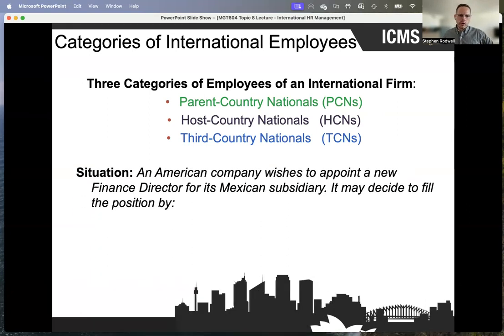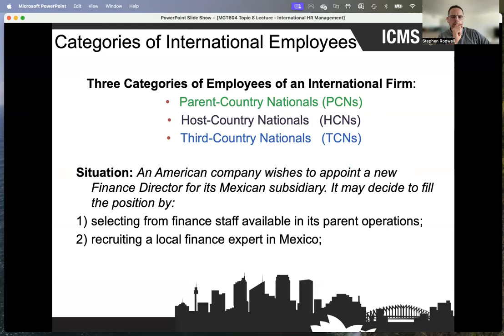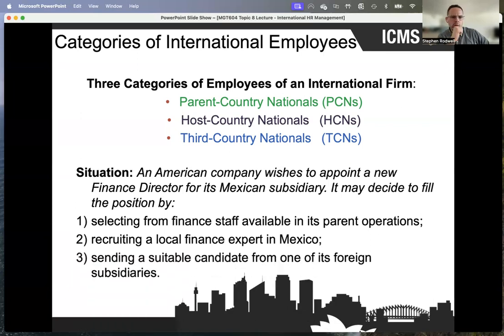So an American company wishes to appoint a new finance director for its Mexican subsidiary. It may decide to fill the position by selecting from finance staff available in its parent operations. That's sending someone from the US parent company across to work in Mexico. Or by recruiting a local finance expert in Mexico, that's hiring a Mexican employee to work in that role. Or sending a suitable candidate from one of its foreign subsidiaries. So say, for example, there's someone from the Argentina office who can come and work in the Mexico office. They obviously have Spanish as a first language, so that might work well for them to come in if they've got the requisite skills to be able to do that role.